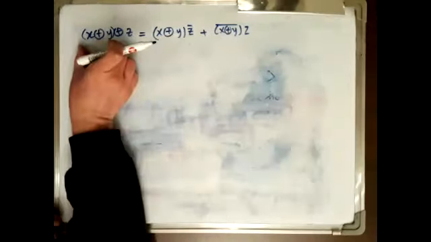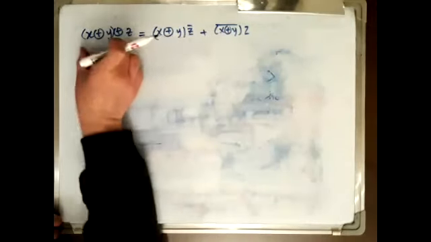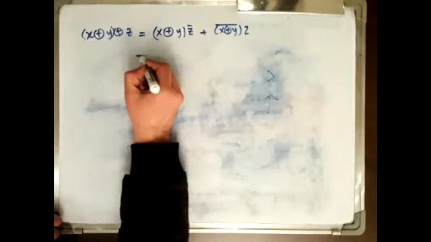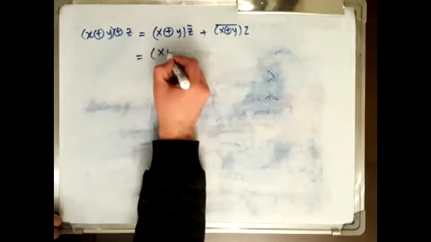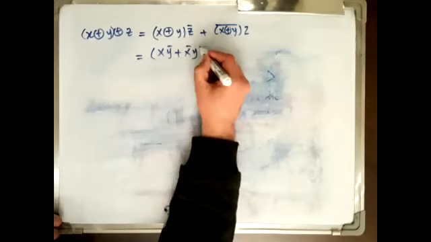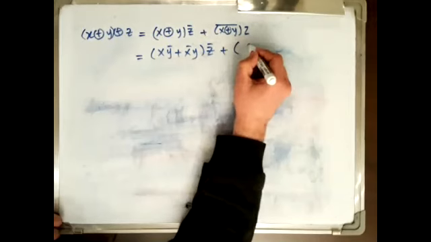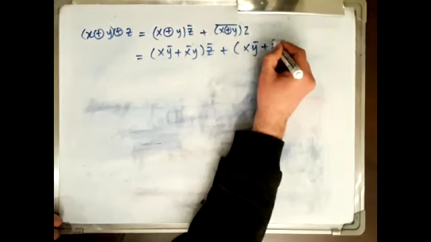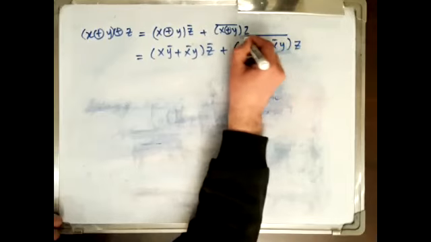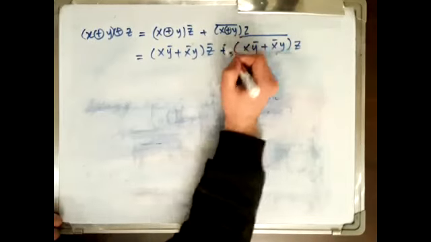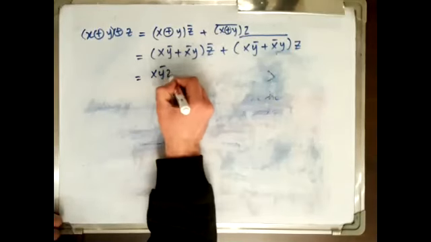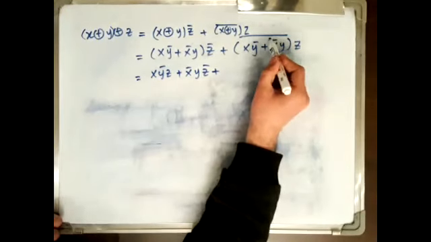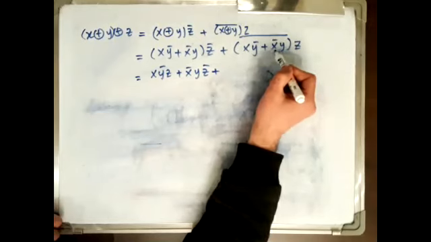Imagine this as one variable, then this ANDed with this bar, or this bar ANDed with this. So what is X exclusive OR Y? It is X Y bar or X bar Y, ANDed with Z bar, right? This is complemented here. So this will become X, Y bar, Z, or X bar, Y, Z bar, or essentially this is the complement of XOR, which is XNOR.